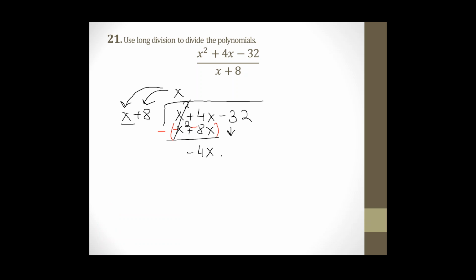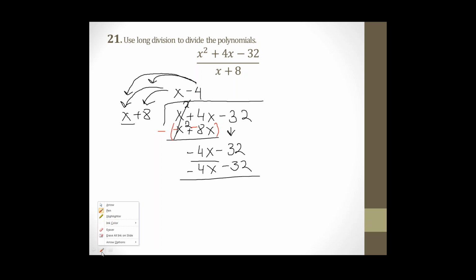Bring down the next term. In my case, I only have one more term left, so bring down the last term. And the same thing. Look at this first one and think of something you will have to multiply the first x by to get to negative 4x. The only thing I can think of to multiply by is a negative 4, because negative 4 times x is negative 4x. Exactly the same, so this is correct. And then I multiply the 4 also by the 8, which gives me a negative 32.